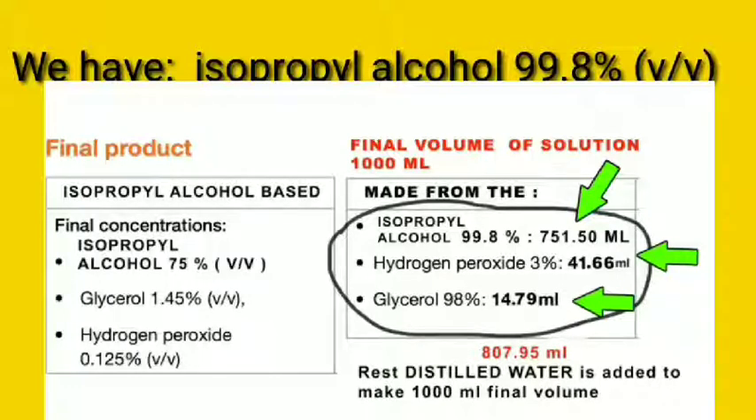Similarly, glycerol needs 14.79 ml if the percentage of glycerol available is 98%. So by mixing these three volumes we get 807.95 ml of mixture. The rest is water, added to this mixture to make the final volume up to 1000 ml. In this way we can prepare 1000 ml of hand sanitizer based on isopropyl alcohol.